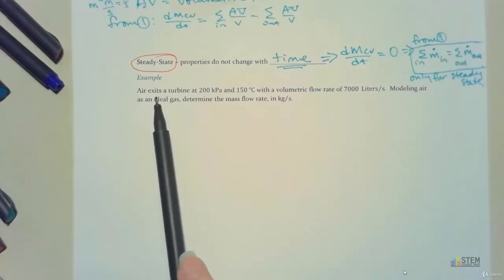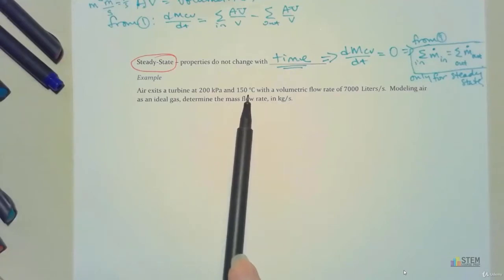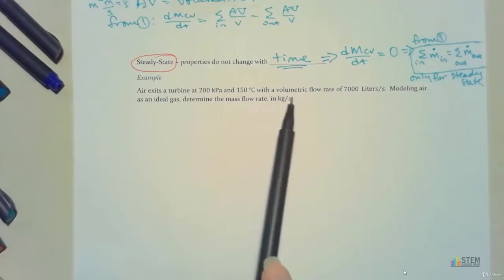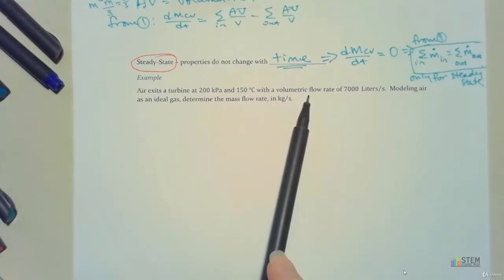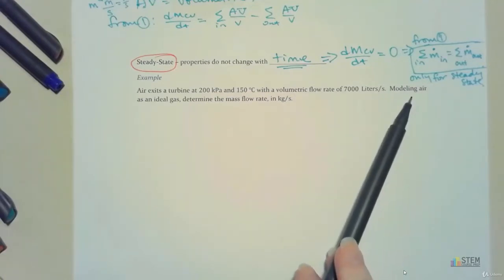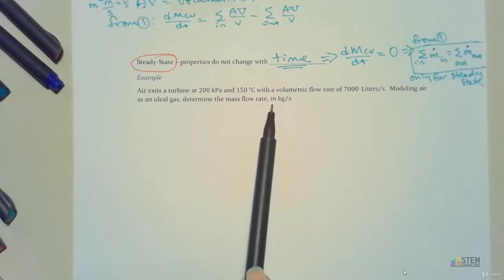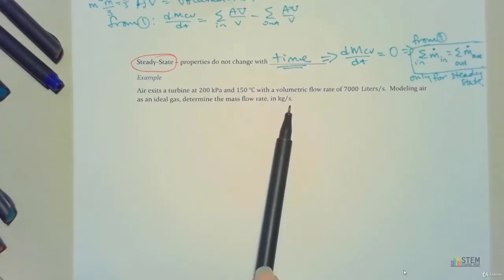It exits a turbine at 200 kilopascal, that's our pressure, and a temperature of 150 degrees Celsius with a volumetric flow rate of 7,000 liters per second. We're going to be modeling our air as an ideal gas, and we want to determine the mass flow rate in units of kilograms per second.